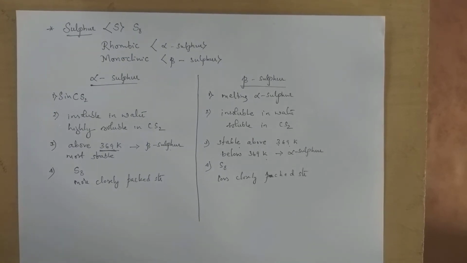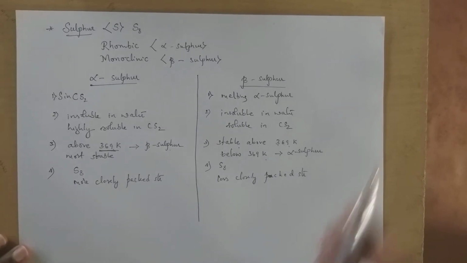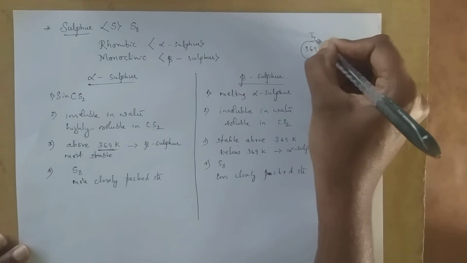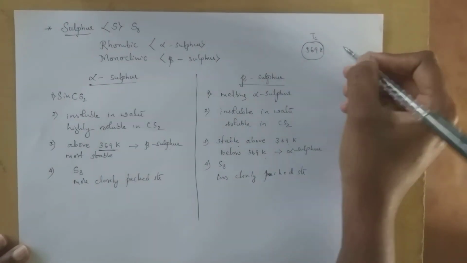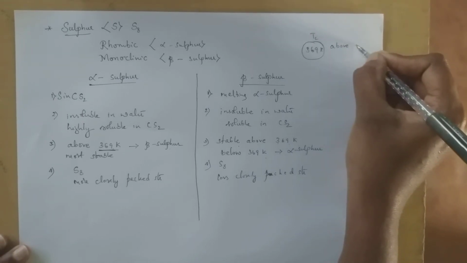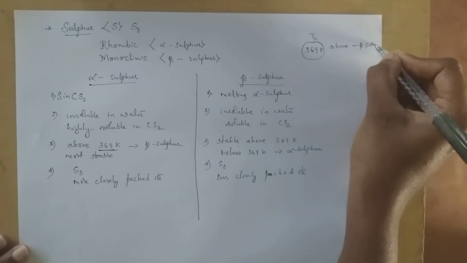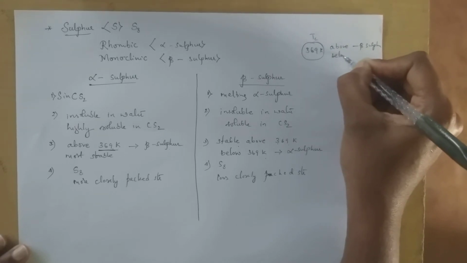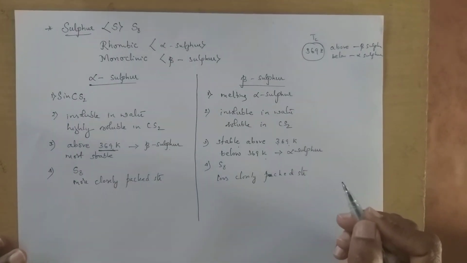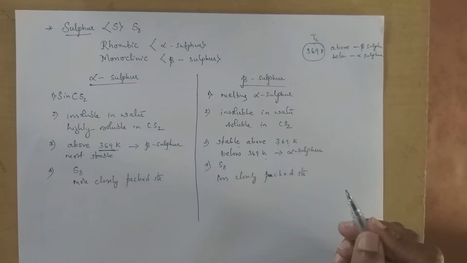Okay na. So above 369, that becomes beta sulfur, below 369 that becomes alpha sulfur. Okay na. So 369 Kelvin, this is the transition temperature. So particularly above this temperature it will form beta sulfur, whereas below 369 we call it alpha sulfur. Hence 369 is the transition temperature.